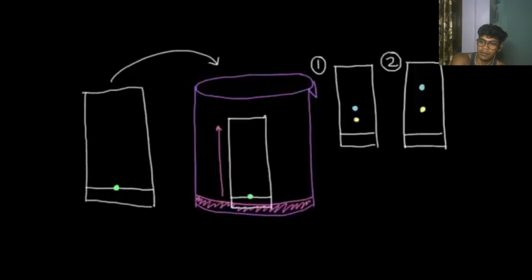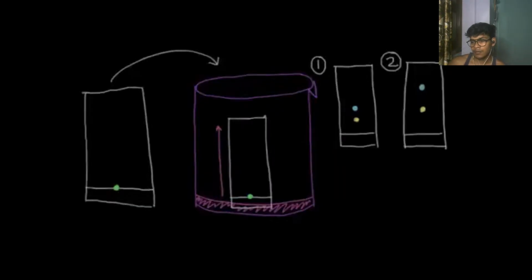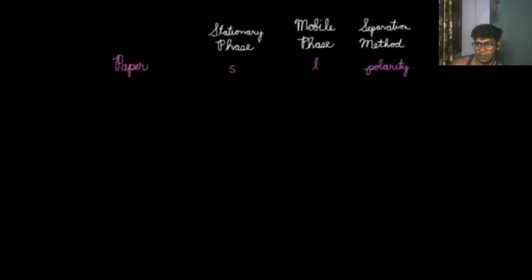So let's lay this information on a table. We have discussed how, in paper chromatography, the stationary phase is a solid that interacts with the sample components differently. The mobile phase is a kind of solvent.